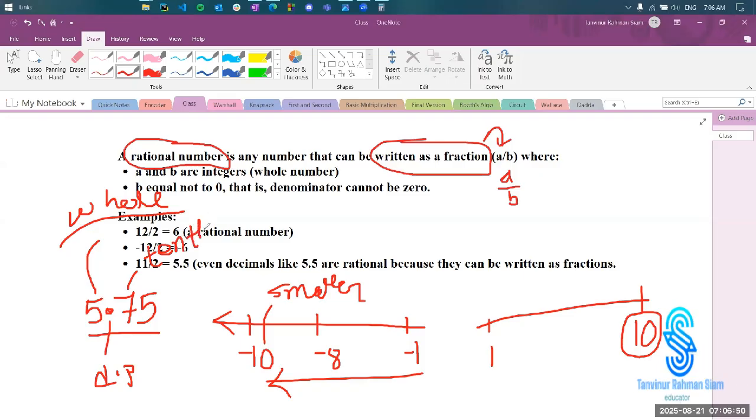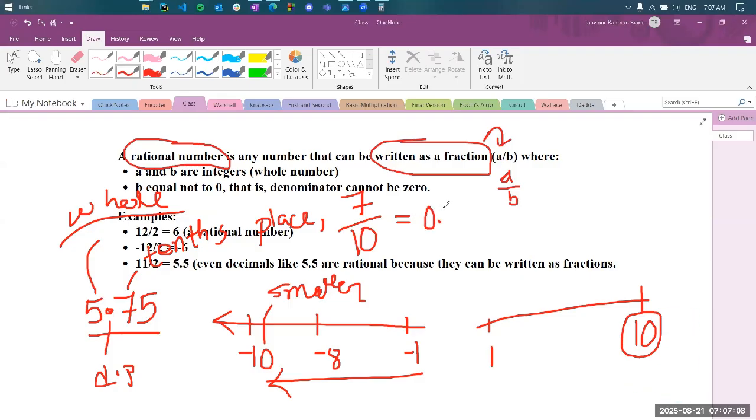7 is nothing but 10th place. And 10th place, what does that mean? That means that it's 7 by 10. So what does 7 by 10 mean? 7 by 10 means 0.7, right?